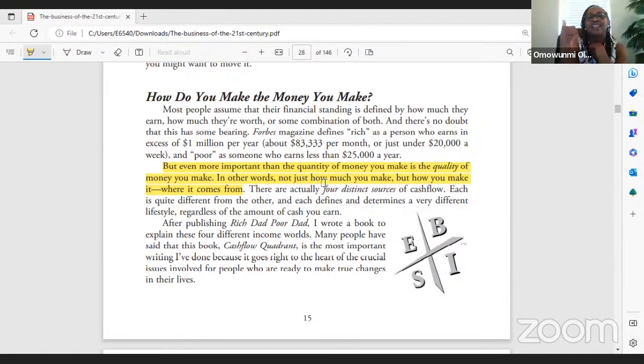That is about $83,000 per month, or just under $20,000 a week. Okay, and someone who is poor is someone who earns less than $25,000 a year. This is for the US. What are these numbers for the countries you're in? What does this number look like for the countries you're in? I mean, this just fired me up today. Like, yes, this is something that I can definitely begin to work towards.